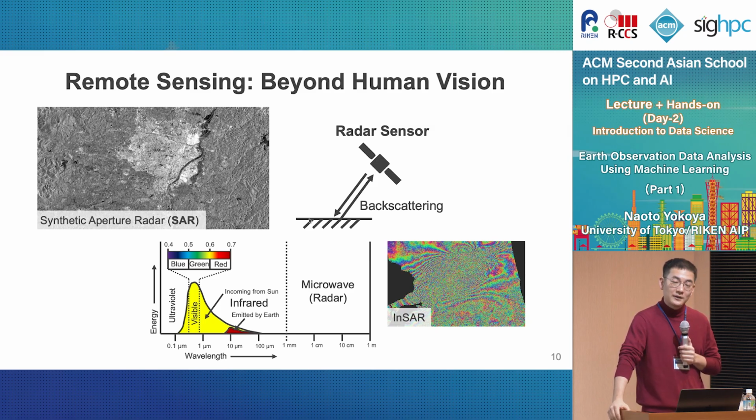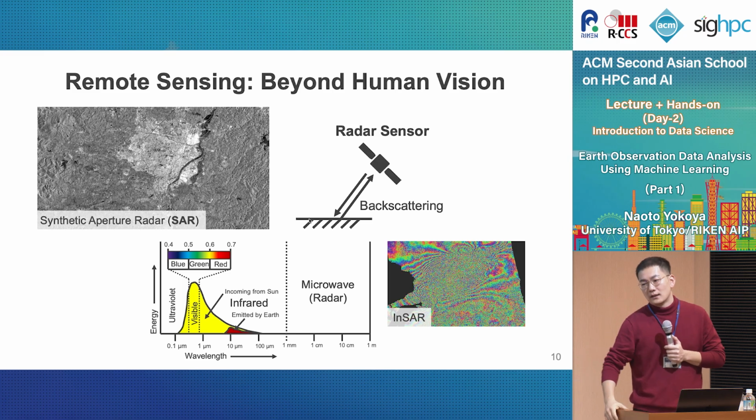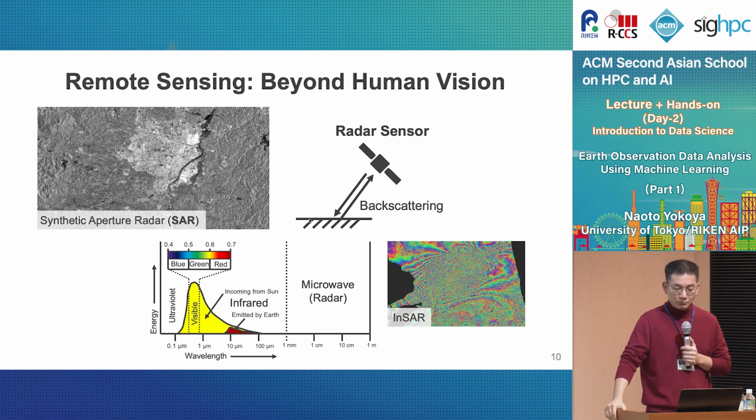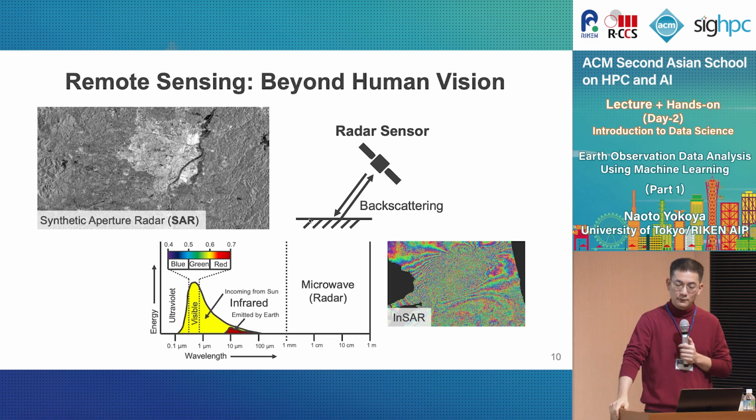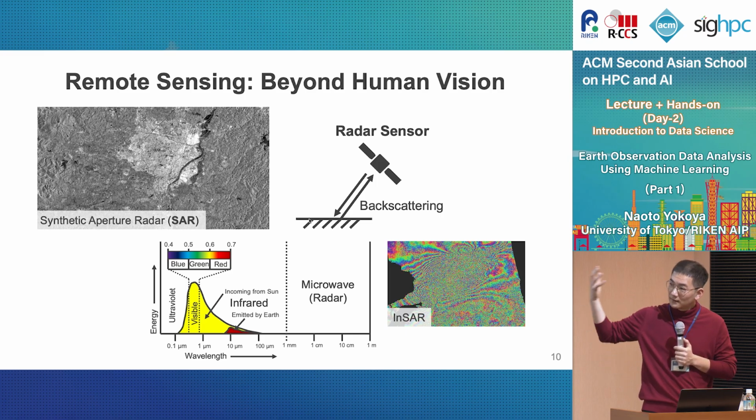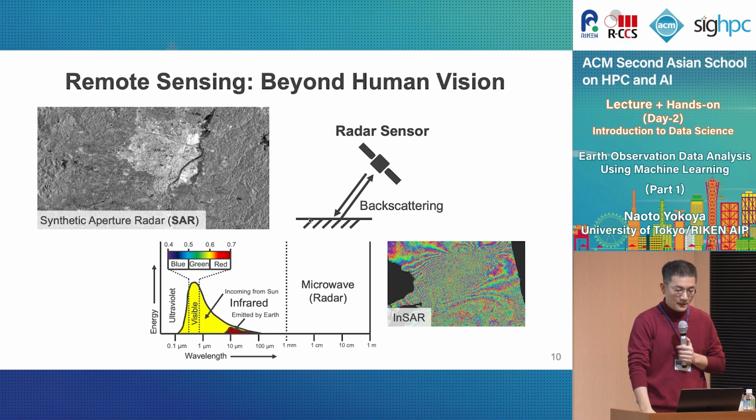So it's a little bit different from our vision. It's an active sensor emitting a microwave and then measuring the backscattering. And this is quite useful to obtain the digital elevation model or to understand the terrain deformation if the ground is moving after an earthquake. And then we can use multi-temporal data acquisition and perform interferometric SAR to understand the deformation.